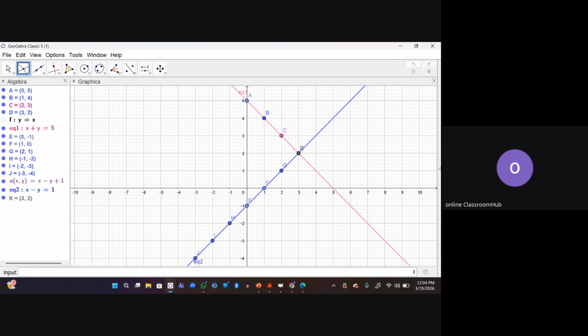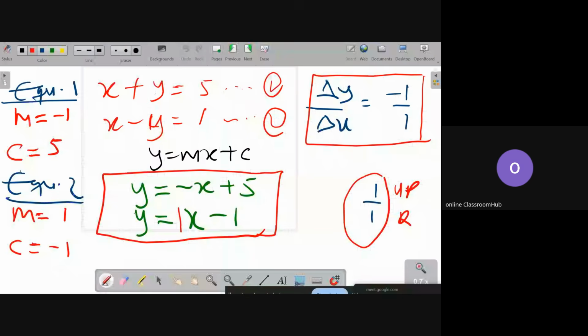Now you have your point. You draw your line. Now, for equation 2, the m was what? 1 over 1. So meaning 1 step upwards, 1 step to the right. Good.